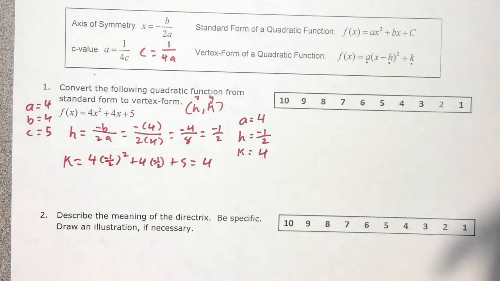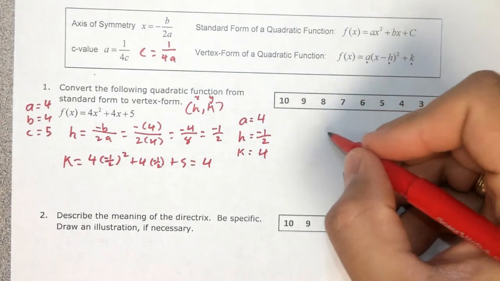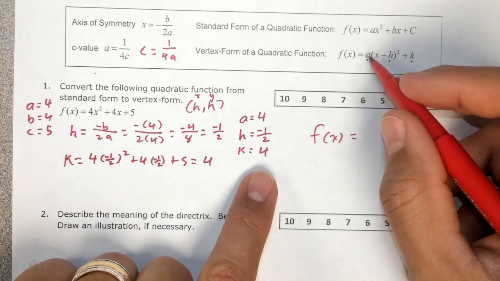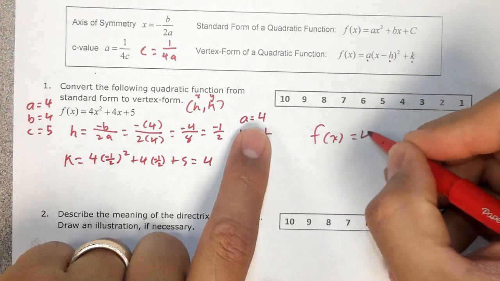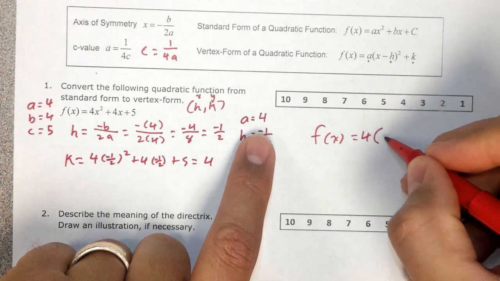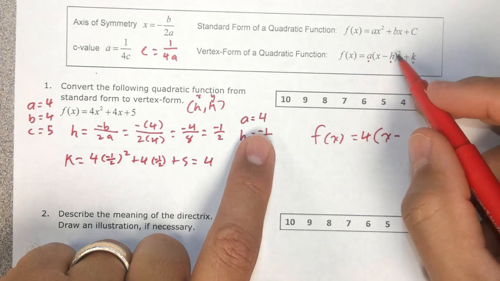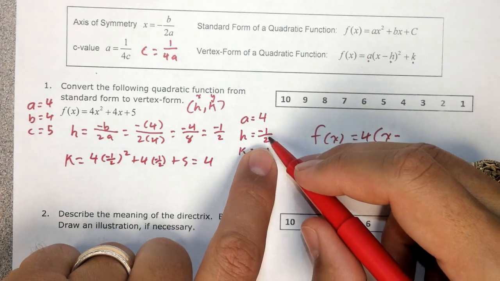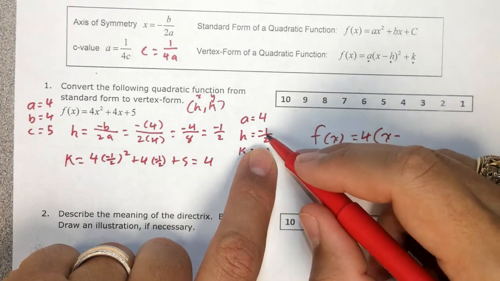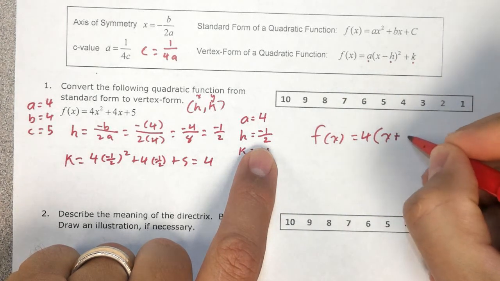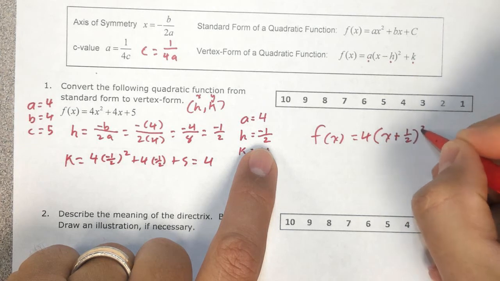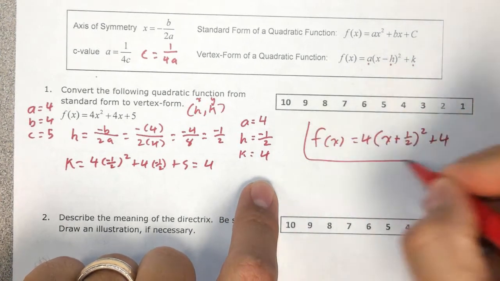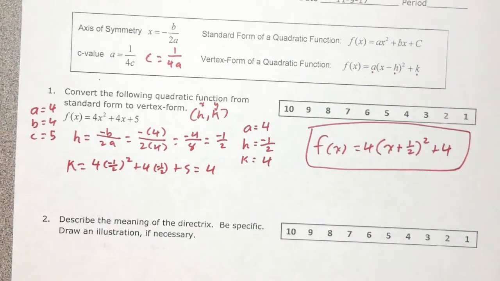There's my values. So I look back up to vertex form. F of x is equal to a. What is my a value? My a value is 4. And I'm going to have parentheses x minus h. H is negative 1/2. So since it's in the parentheses, I change the sign. Negative goes to positive 1/2 squared plus k. K is 4. That's what I'm looking for right there.